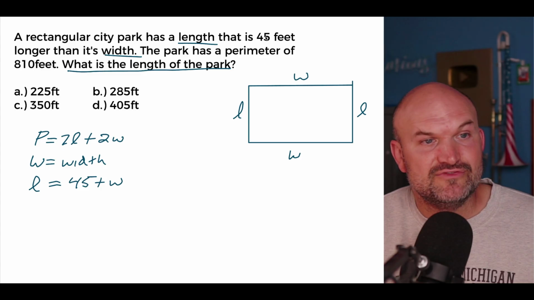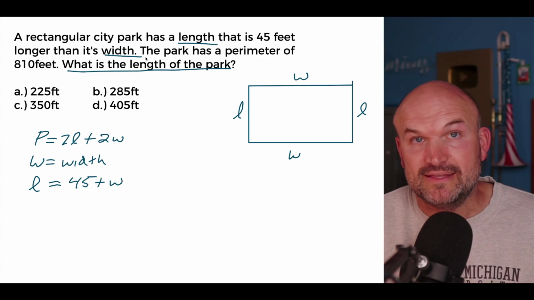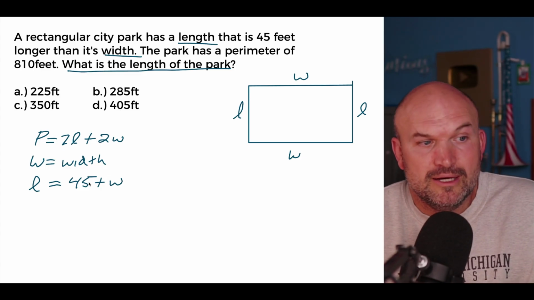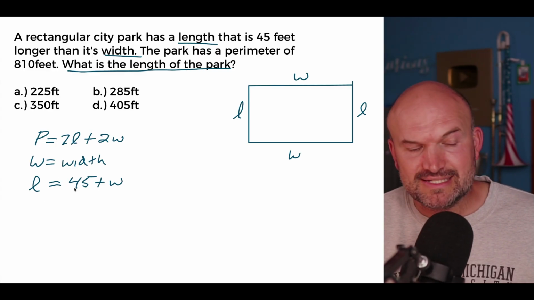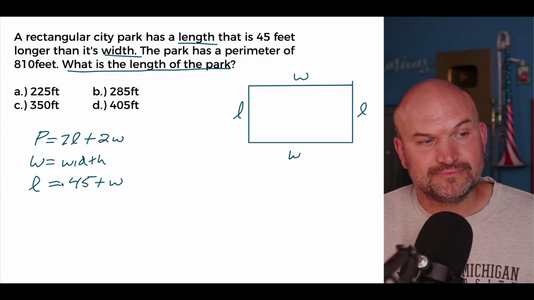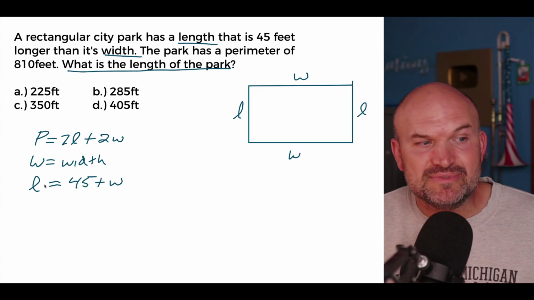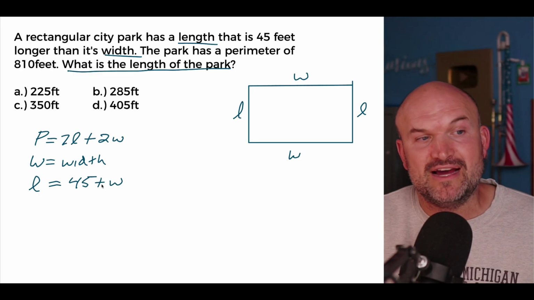Because the length is 45 feet longer than the width, right? So 45 feet plus the width. So whatever the width is, you're going to add 45. The reason why this is important here is because now I can substitute in my L into this equation, not using L, but I can use 45 plus W.